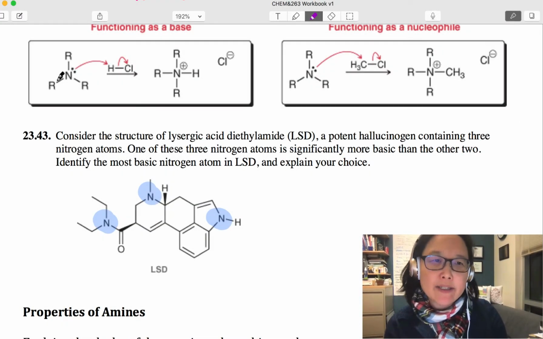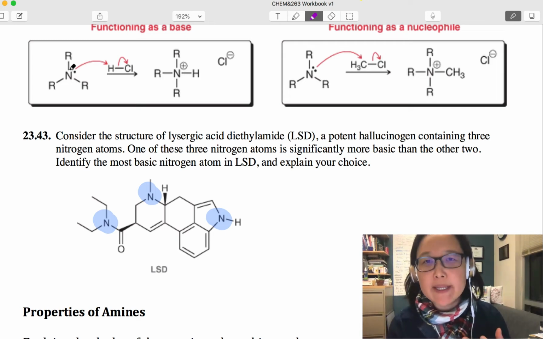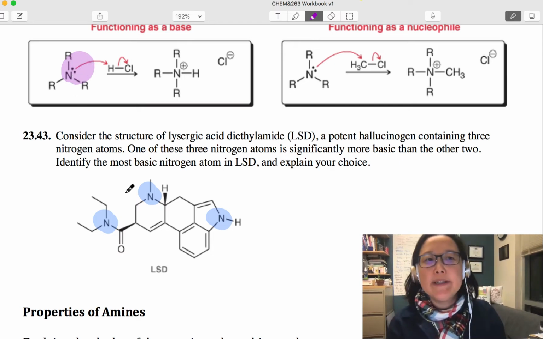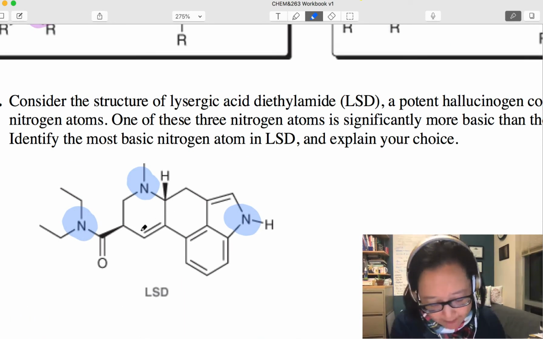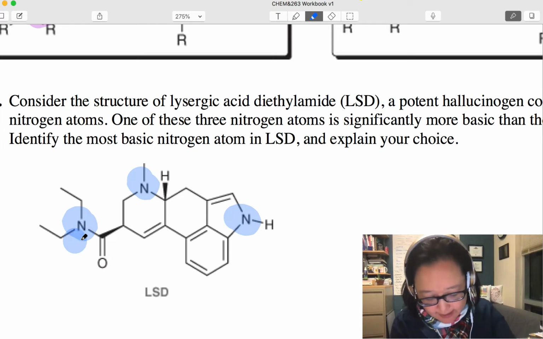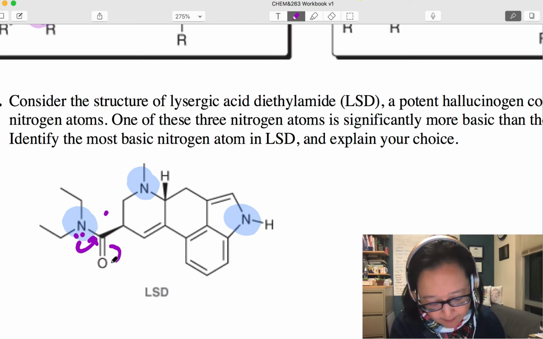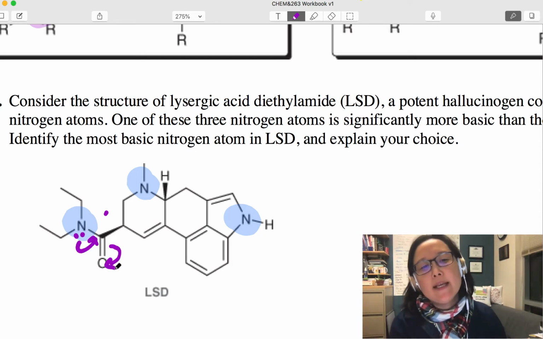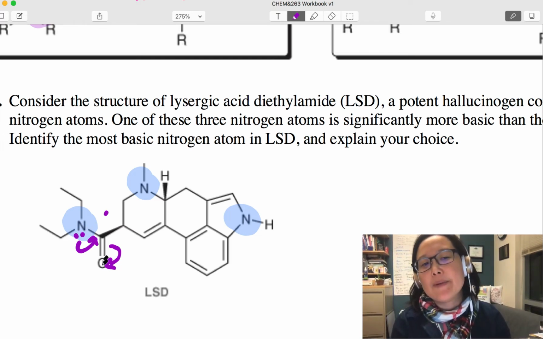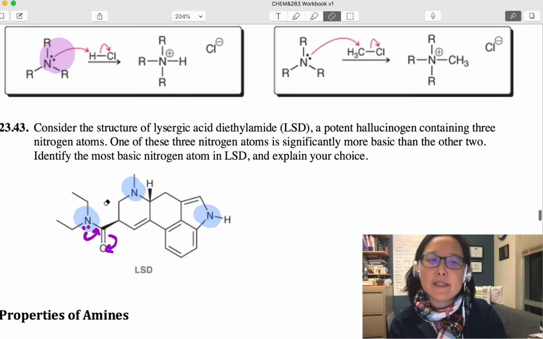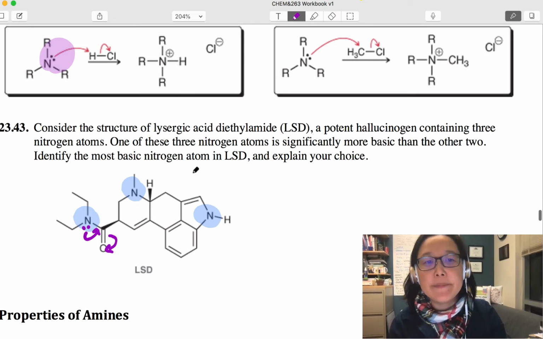So when we look at how a nitrogen acts as a base, it really depends on the availability of the lone pair. If the lone pair is not as available, then it's not going to be as basic. And by availability, I mean in terms of resonance. So in this first nitrogen here, we have an amide. And in amides, we know that we have resonance stabilization. So that means this nitrogen's not so basic because the electrons are delocalized into the carbonyl system. So that doesn't seem very basic to me. Amides are much less basic than amines in general.